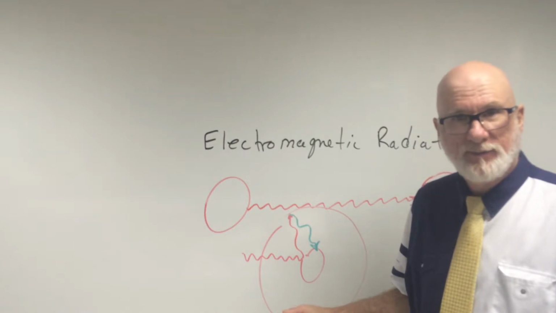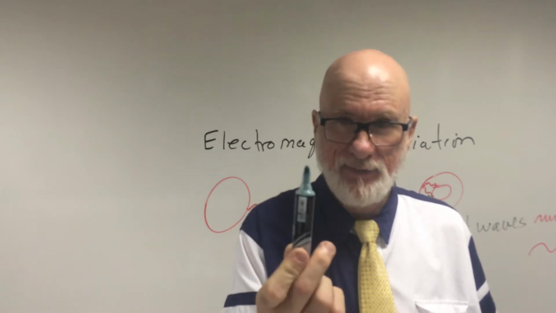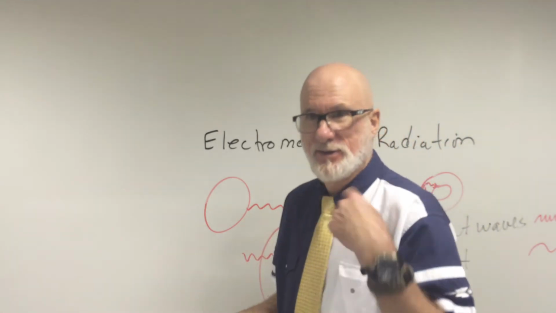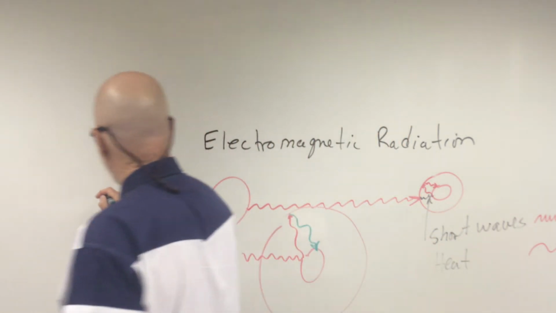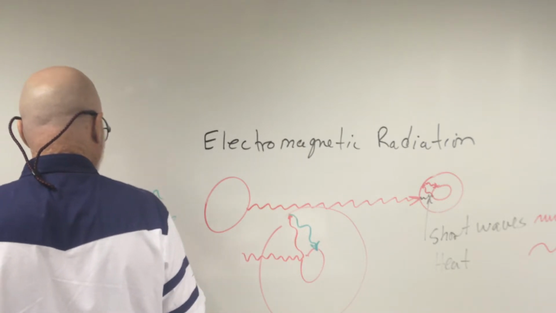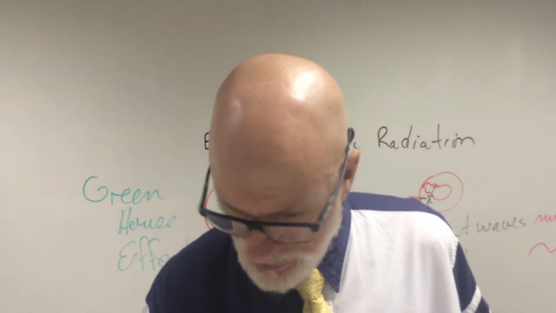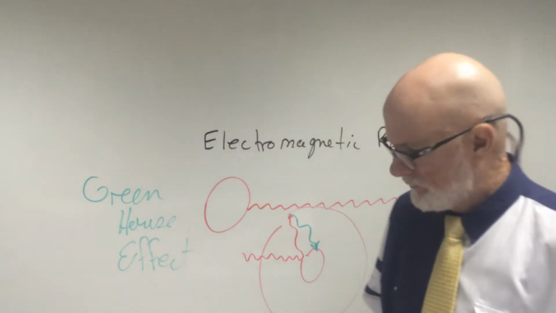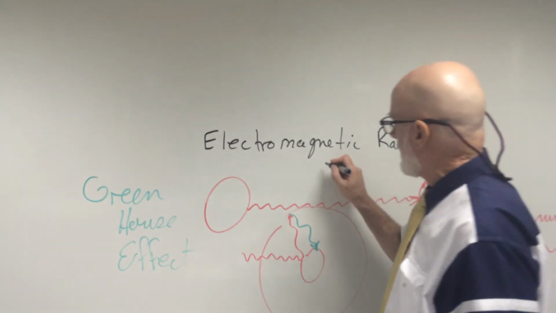You know what this is called? Starts with a G. Green, green, green what? Greenhouse. Greenhouse effect, right? You get it? You know what this is all about? Electromagnetic radiation spectrum.